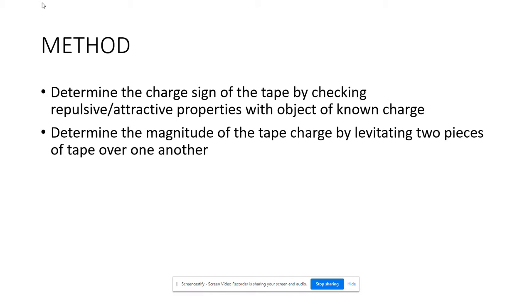In this experiment, the object with a known charge was a negatively charged pen that was charged by rubbing the pen against fabric. The magnitude of the charge was experimentally determined by levitating two tapes over one another by balancing the gravitational force and electrical force of the tapes. The distance at which the tapes levitate is noted and used for subsequent calculations.